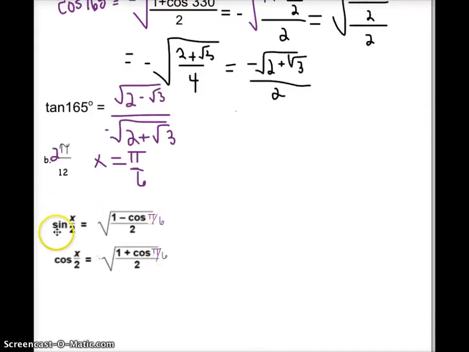Okay, so you'll see that in the place of cosine x, I've replaced it with cosine of pi over 6 because that represents the whole angle. And then you also will notice that I've replaced plus or minus with just the positive. How do we know to use the positive? Because pi over 12 is in quadrant 1, and all angles in quadrant 1 are positive. So at this time, I'd like you to pause the screencast again, evaluate and simplify both of these half angle formulas for cosine.